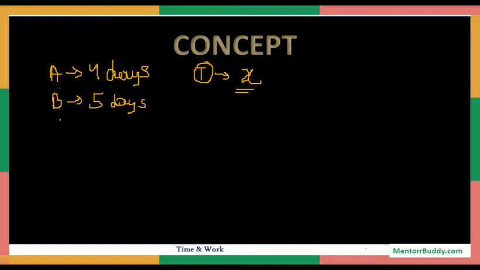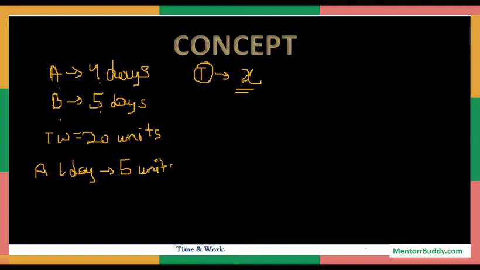Okay, first I'll consider the total work to be 20 units. Again the same logic. Why 20 units? Because 20 is perfectly divisible by both 4 and 5, basically the LCM. So if A in 4 days finishes 20 units of work, then A in 1 day must be finishing 5 units of work. Similarly, B in 1 day must be finishing 4 units of work. So in case we need to figure out in what ratio this amount X will be divided among A and B, that is going to be the amount of work, or the number of units, done by A and B in one particular day.